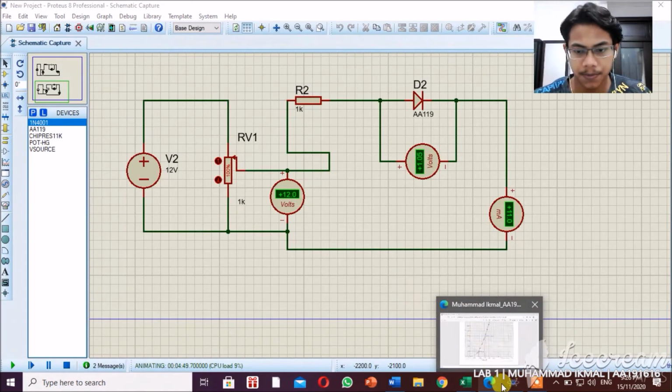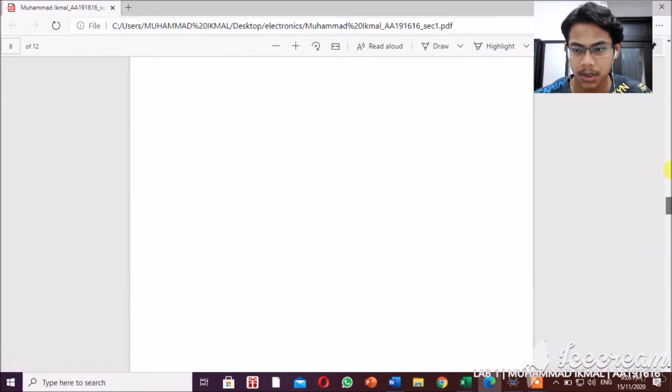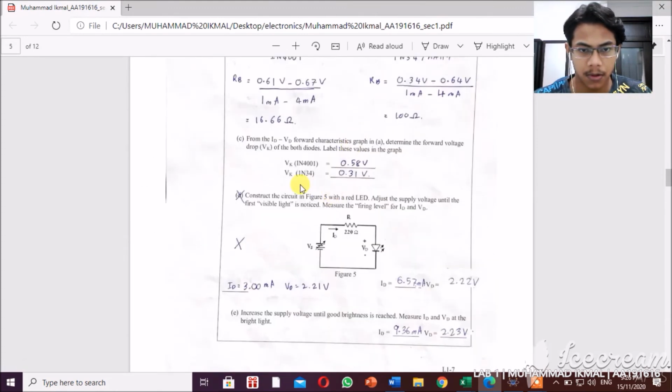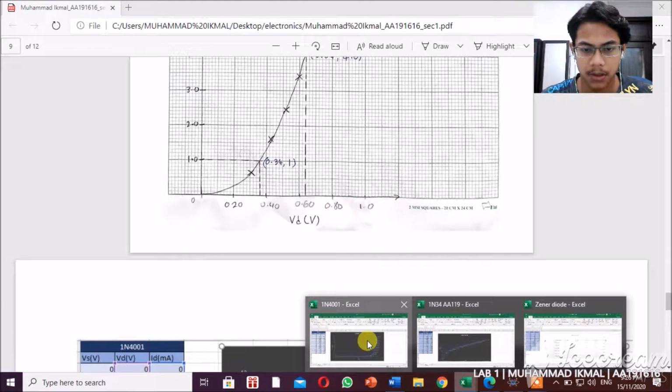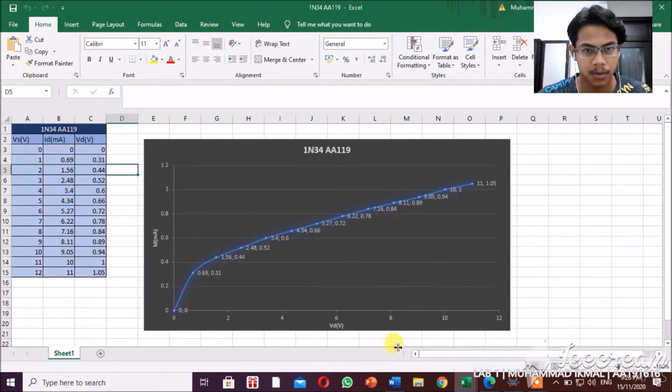So let's continue for the next question, which is asking for knee voltage. The knee voltage for diode silicon is 0.58 volt, and the knee voltage for germanium diode is 0.69 volt.